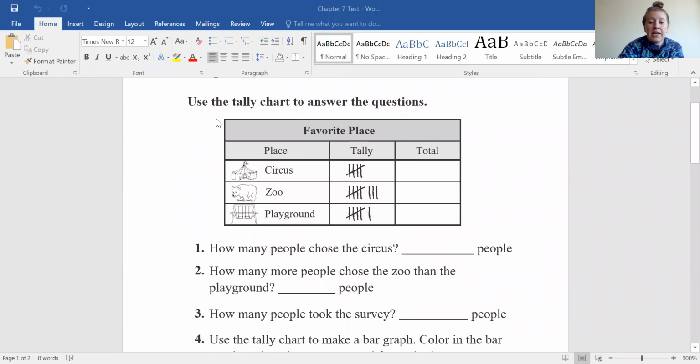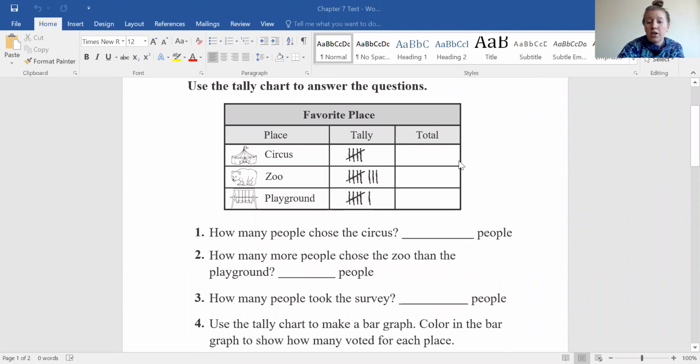Use the tally chart to answer the questions. Start by writing the totals here. These are people's favorite places. They got to choose between the circus, the zoo, and the playground. Count the tally marks and write the totals here.